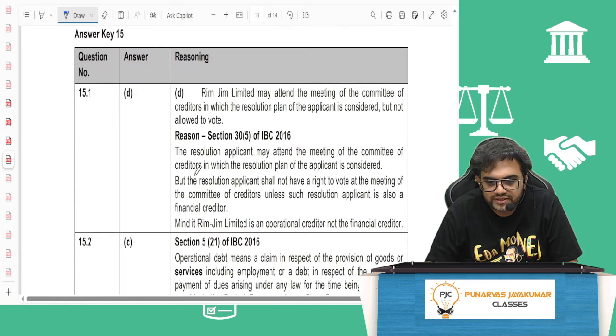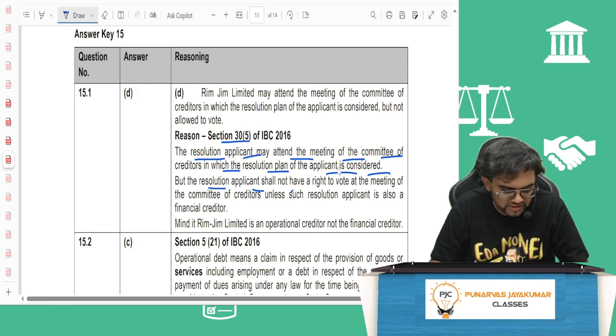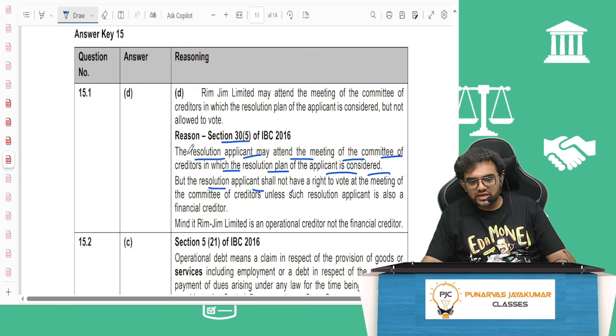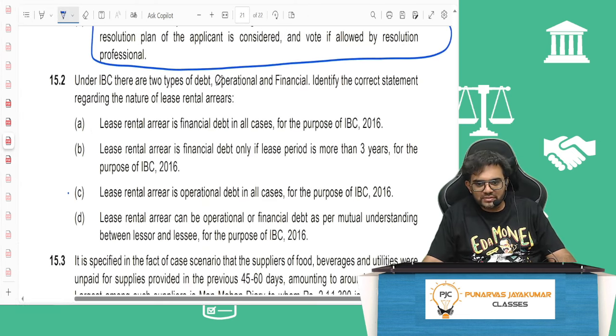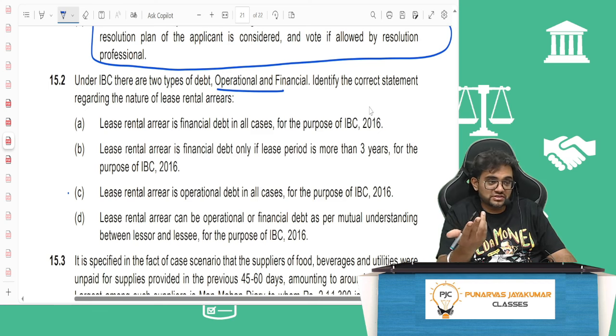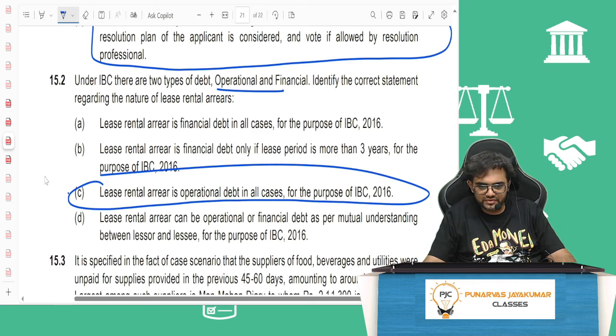If you see here, section 35, resolution applicant may attend the meeting of the COC in which the resolution plan is considered. The applicant shall not have any right to vote, obviously, unless it is permitted. Direct question of section 30, subsection 5. Under IBC, there are types of debt, operational and financial. Identify the correct statement. Lease rent, obviously, I have not given any loan. Lease rent is a service provided. Hence, lease rent arrear is an operational debt for IBC. Direct question.